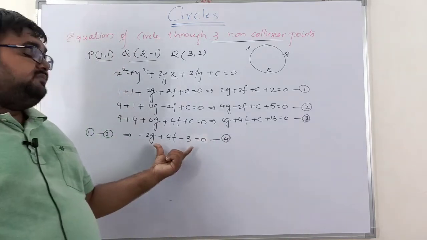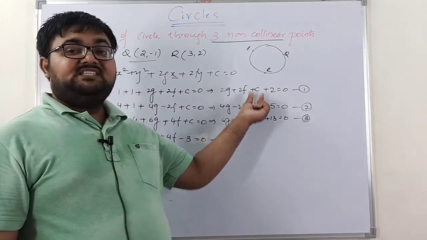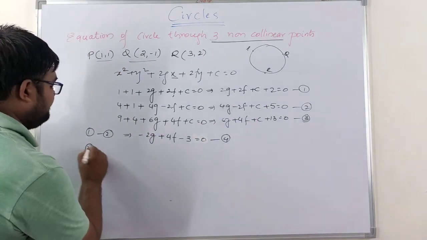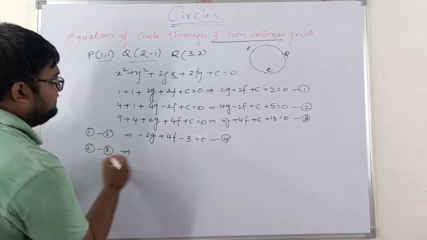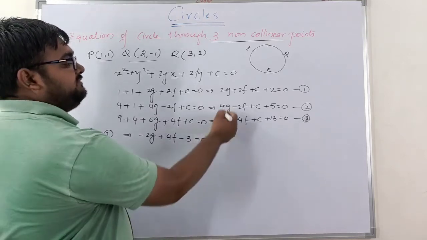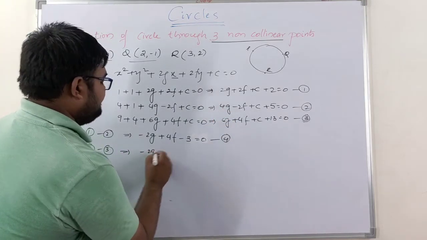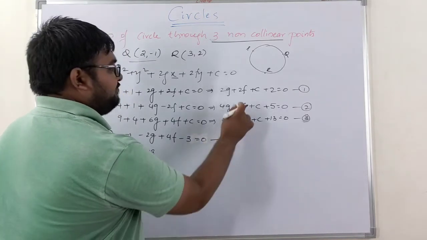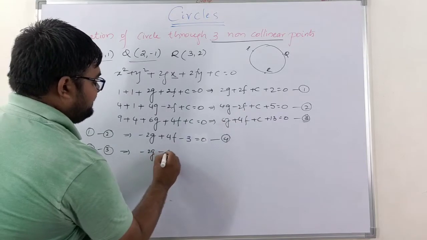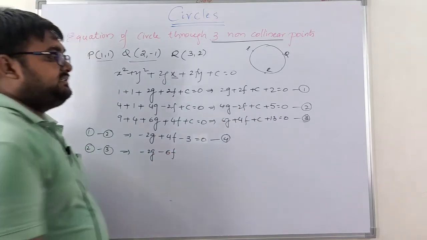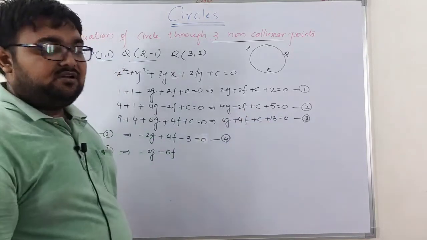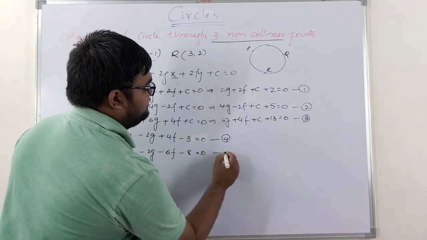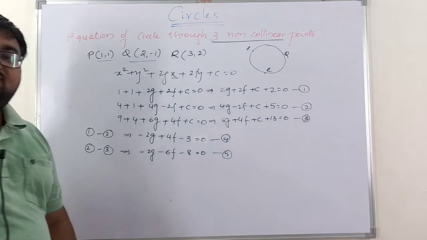What happened? If you observe, one of the variables, c, is eliminated. Next, if I do 2 minus 3, 4g minus 6g is minus 2g, minus 2f minus 4f is minus 6f, c minus c is gone, 5 minus 13 is minus 8 is equal to 0. Let this be equation number 5.